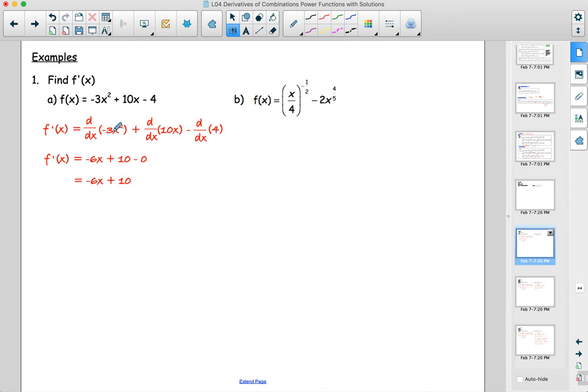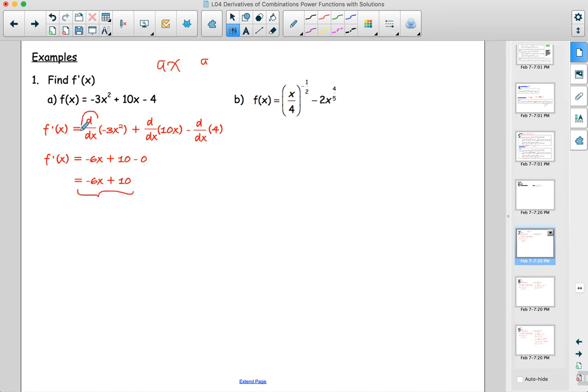And the derivative of negative 3x squared would be negative 3 times 2, which is negative 6. 2 minus 1 is 1, so it's negative 6x. The derivative of 10x, if you'd like, is going to be 10 times 1 times x to the 0, which is just 10. But we also did prove that the derivative of a times x would just be a. So we know the derivative of that is 10, and the derivative of 4 is 0. So f prime at x is negative 6x plus 10.